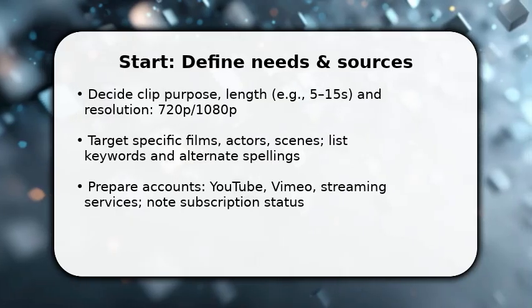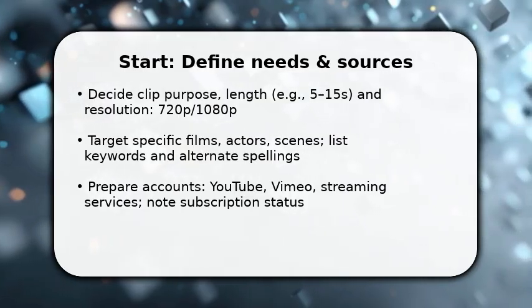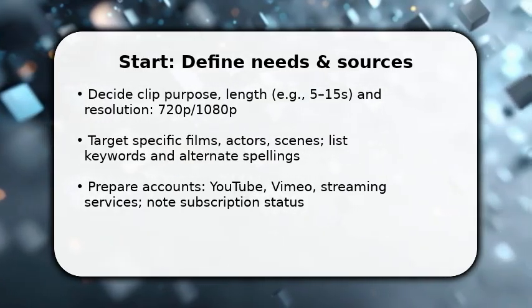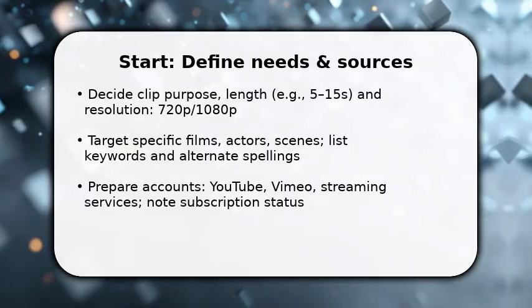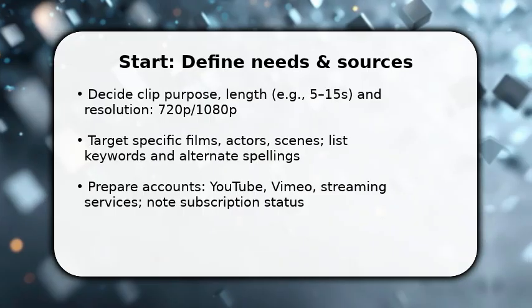You begin by narrowing what you need. Choose runtime, quality, and the exact scene type. Once done, compile keywords, film title, character name, song line, year, and language to expand search hits.